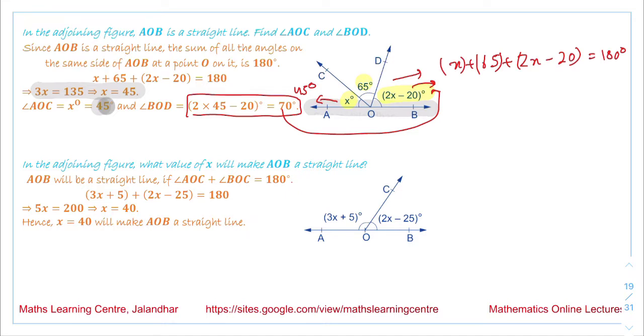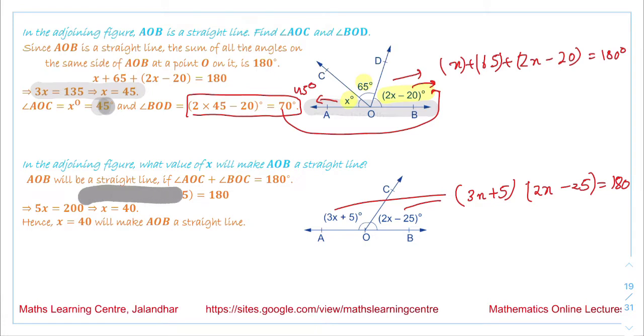Similarly, in the next question, in the adjoining figure, what value of x will make AOB a straight line? AOB will be a straight line if the sum of these two, 3x plus 5 and 2x minus 25, is 180 degrees. So this is the equation we have to solve. When you solve these values, this is 5x, and when you calculate, you are left with 200. So the value of x you will get is 40.